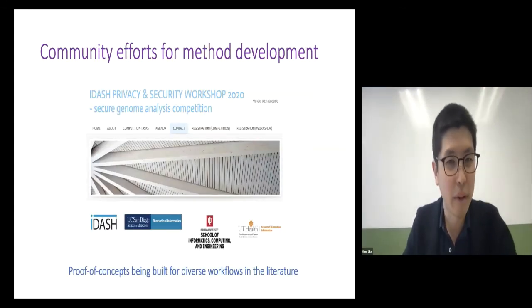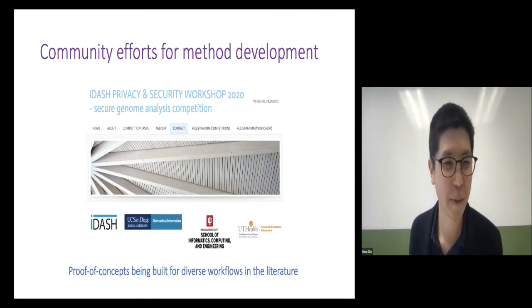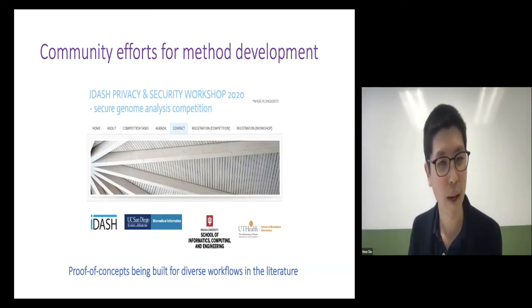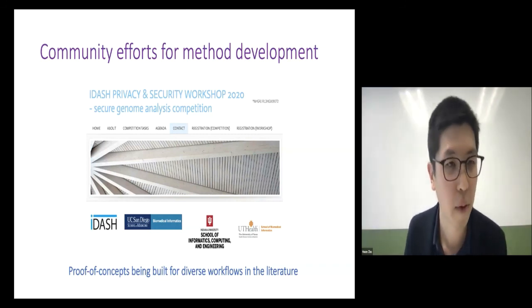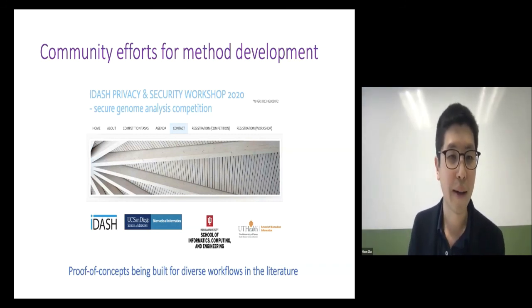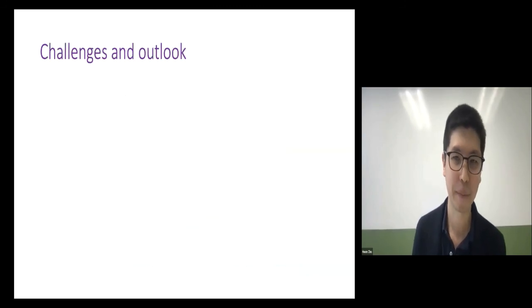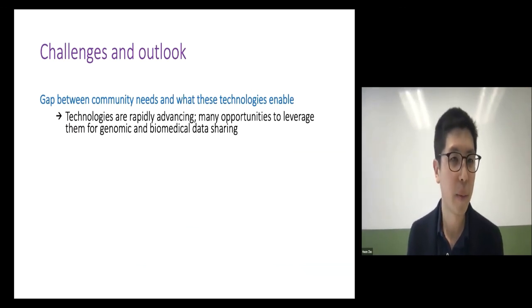Now, these are just some examples from my own work. And I want to note that there is a whole active community of researchers working on bringing these technologies to biomedical workflows. IDASH, as Dr. Ana Machado mentioned, for example, is an annual competition and workshop where teams around the world are developing these privacy-preserving solutions for a different set of problems each year. And yeah, there's still a lot of work to be done in this space, and there's an active community for it. There are key challenges that still need to be addressed as well for these technologies to be truly useful.